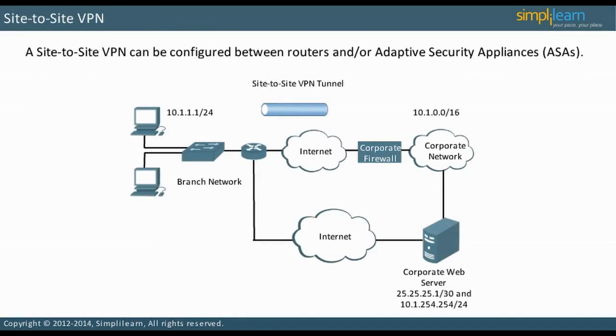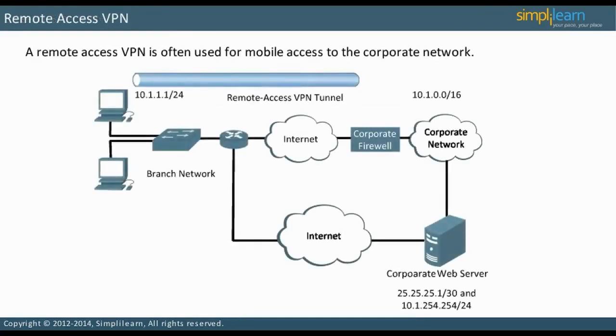A site-to-site VPN can be configured between routers and/or adaptive security appliances, ASAs. To reach the corporate network, the branch devices use the VPN. To reach the Internet, the VPN is not used since secure communications is not required for this purpose. Take some time to study the topology. Let us look at the remote access VPNs. For a remote access VPN, a VPN is configured between a PC or other device to the routers and/or adaptive security appliances, ASAs, at a site. A remote access VPN is often used for mobile access to the corporate network. Take some time to study the topology.